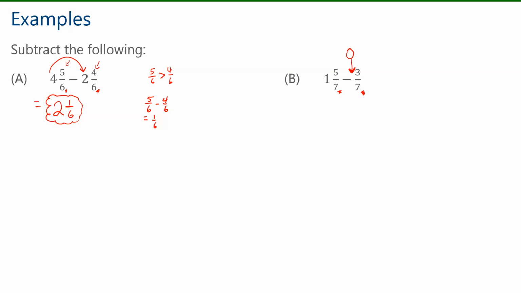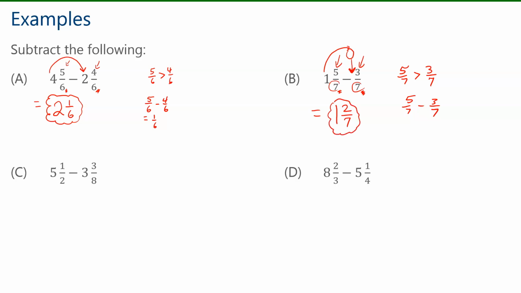We have 5 sevenths. We have 3 sevenths. Our denominators are the same again. Perfect. Now we compare the proper fractions, 5 sevenths and 3 sevenths. We notice again that 5 sevenths is indeed greater than 3 sevenths. If that's the case, we can subtract no problem. So 1 take away nothing is still 1. And if I go 5 sevenths, subtract 3 sevenths, I get 2 sevenths. And that is simplest form.